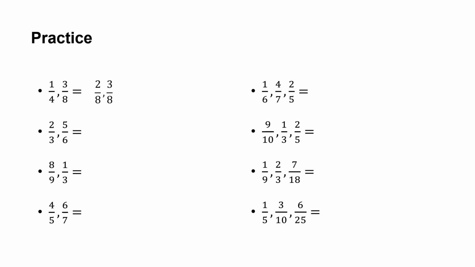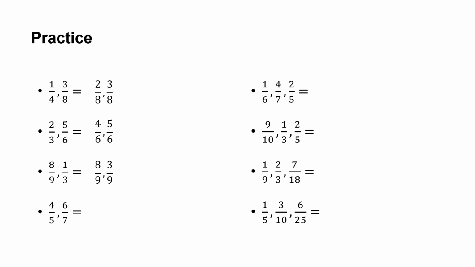Likewise, in the second one, we have 2/3 and 5/6. And in this case, our lowest common denominator will just be 6. So to get from 2/3 to something over 6, we're going to have to multiply top and bottom by 2. And this gives us 4/6 and 5/6 as our answer. Using the same principle, next we have our lowest common denominator of 9. So our answer is going to be 8 over 9 and 3 over 9.